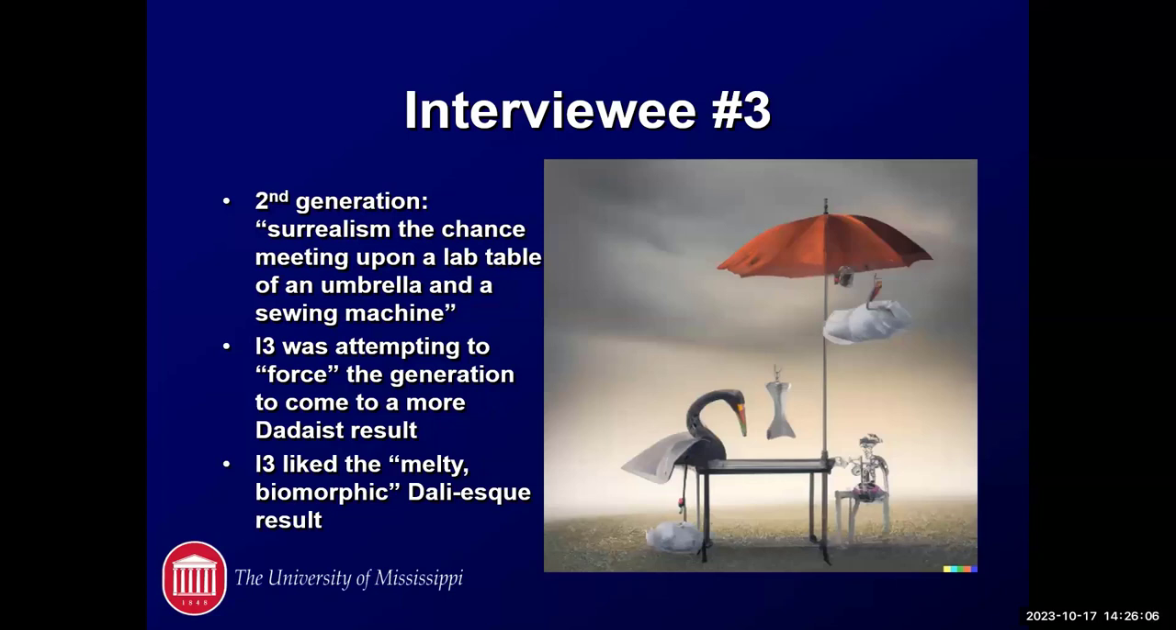Here you can see their second generation, which added the term surrealism explicitly at the beginning of the definition. They were attempting to force DALL-E to be more surrealist, which is a sentence that most art history people never thought that they would utter. And they found this to be much more satisfying. In particular, the quote-unquote melty and biomorphic effects that you can see in that hovering figure between the candy corn shoebird and the umbrella, as well as the figure seated at the end of the table, appealed to a more Salvador Dali-esque sensibility.